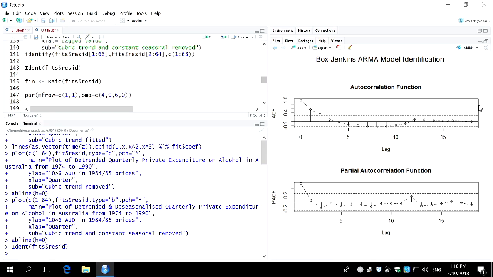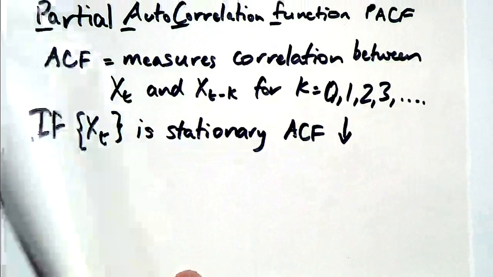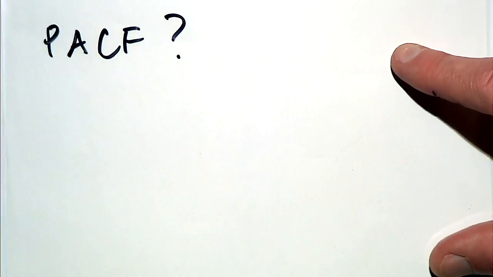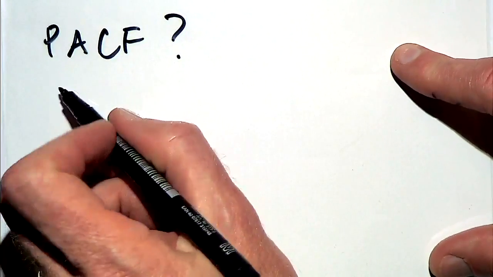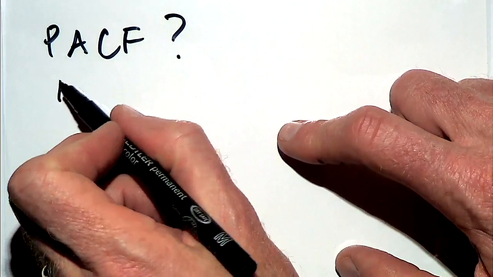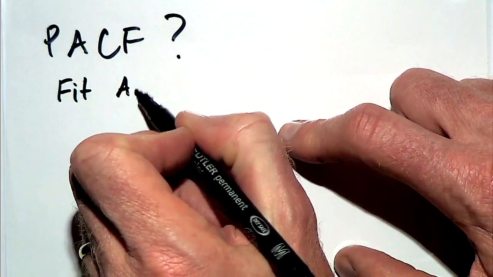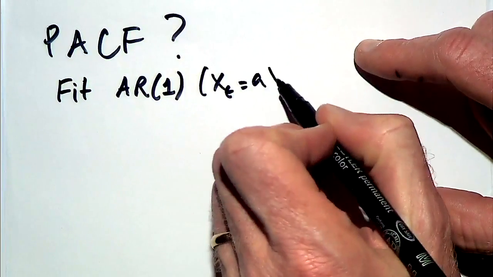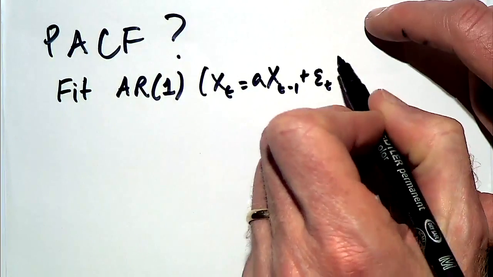So that's the ACF. What's the PACF? All right. Let's go to a new sheet of plastic. What's the PACF? P-A-C-F. P stands for partial. All right, how do you get it? First of all, you fit an AR1. So that is xt is A xt minus 1 plus error.